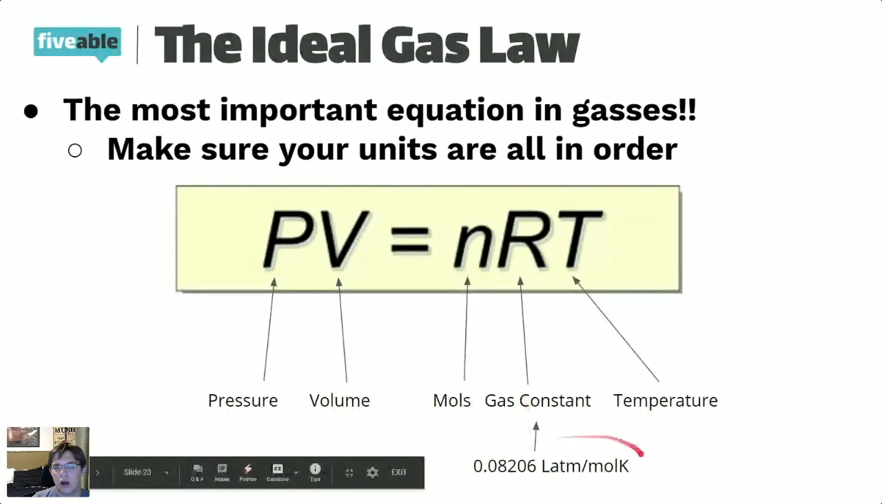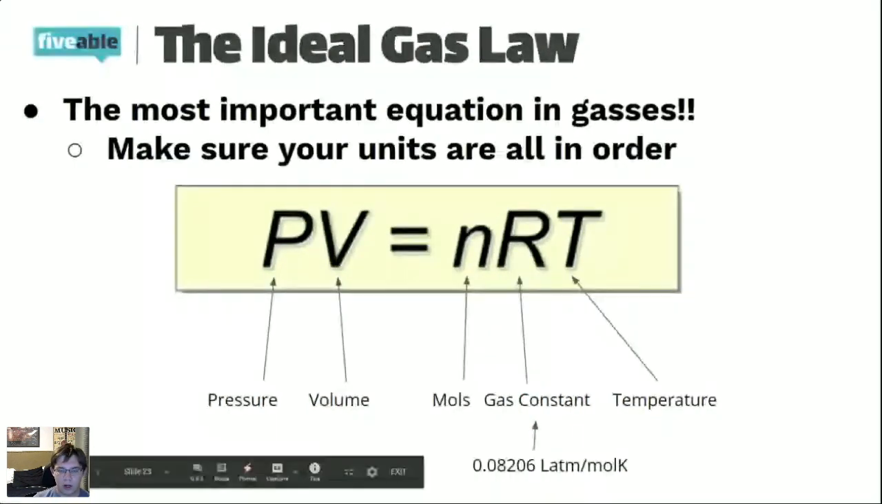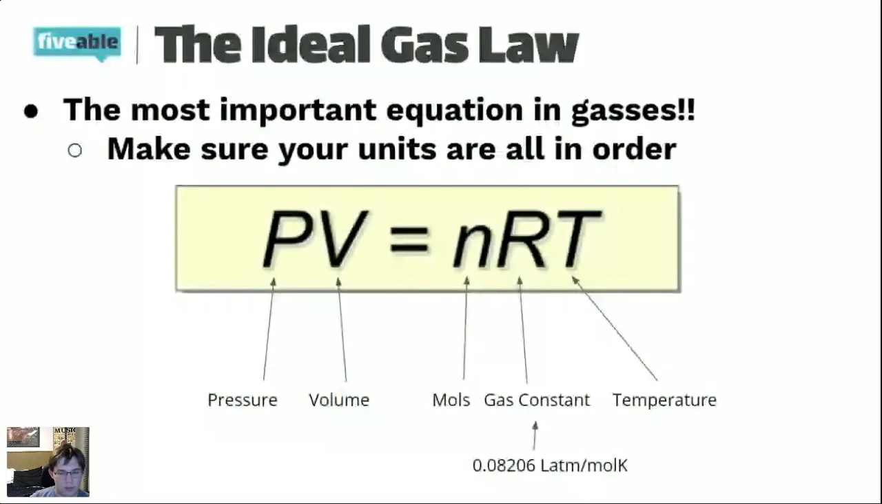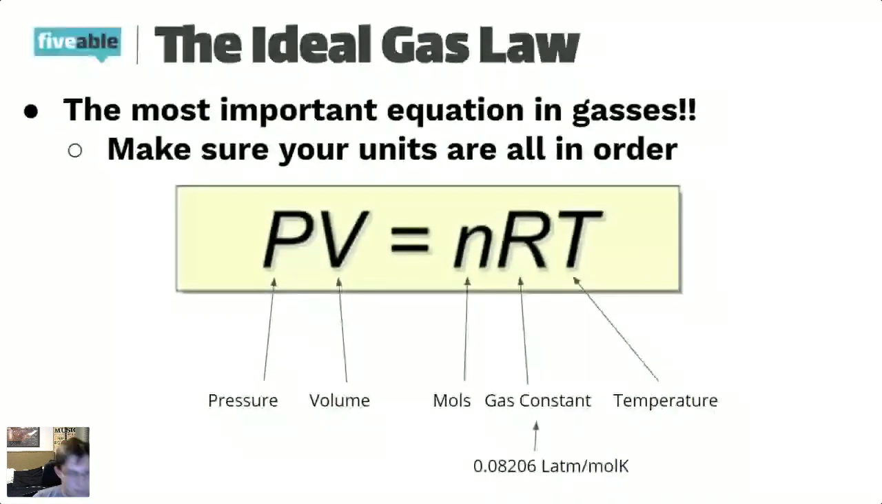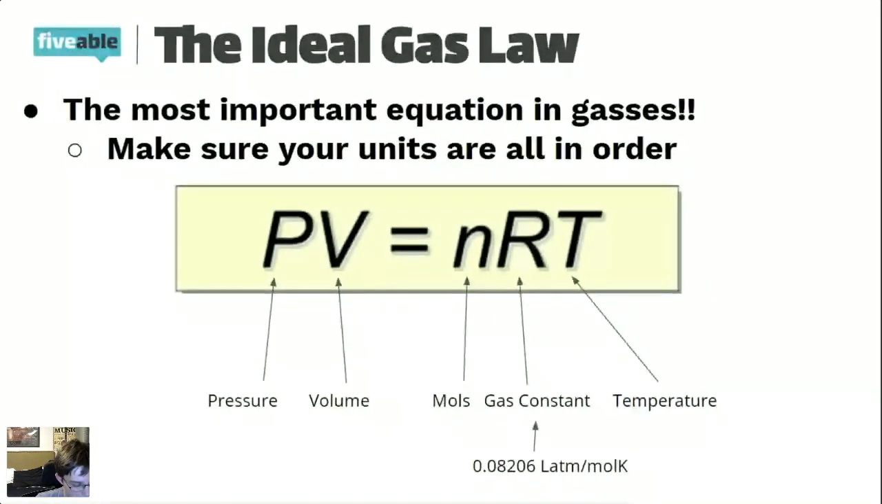But really, the most important thing is just making sure your units are in order, right? Especially R. There are a hundred different values for R. There's 0.08206 liter atmosphere per mole K. There's 8.314 joule per mole K, I think. There are a bunch.